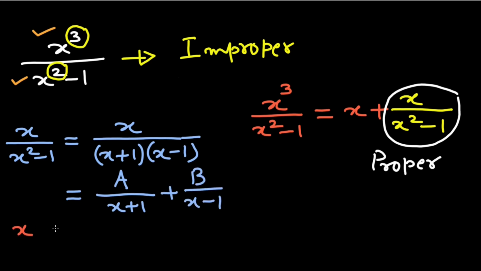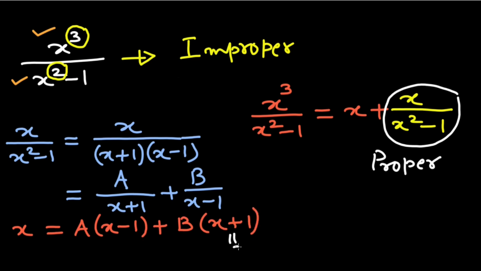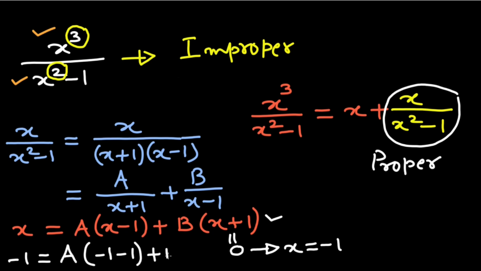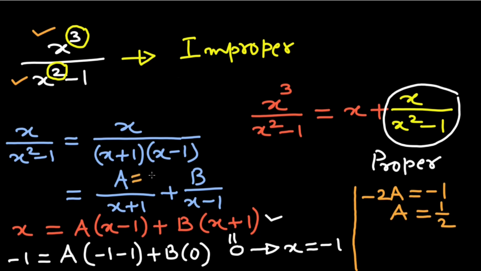This becomes x equals a times x minus 1 plus b times x plus 1. We will substitute x plus 1 equals 0. That gives us x equals minus 1. So we substitute x equals minus 1 in this equation and write minus 1 equals a multiplied by minus 1 plus b multiplied by 0. That gives us minus 2a equals minus 1, that is a equals 1 by 2. We got a equals 1 by 2.